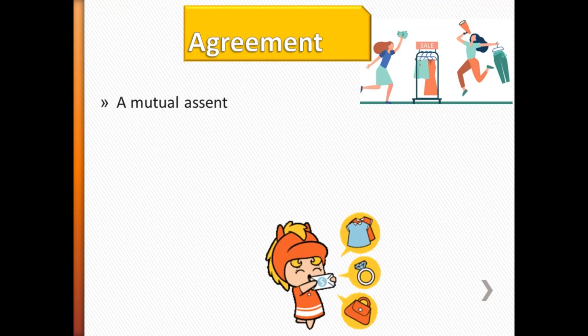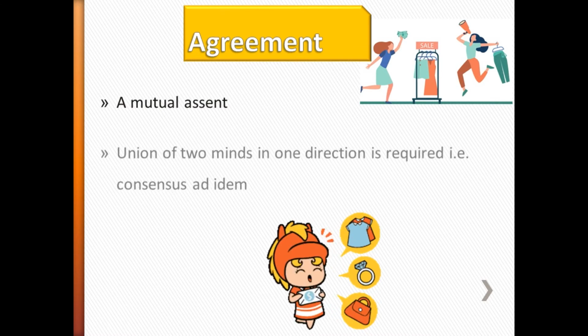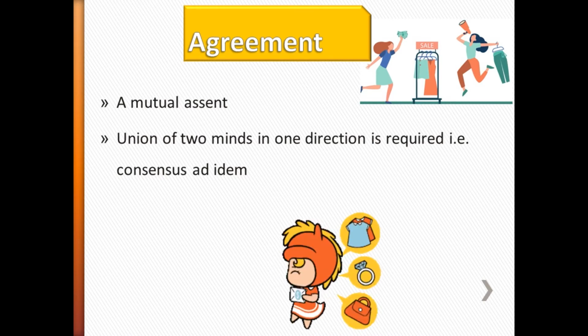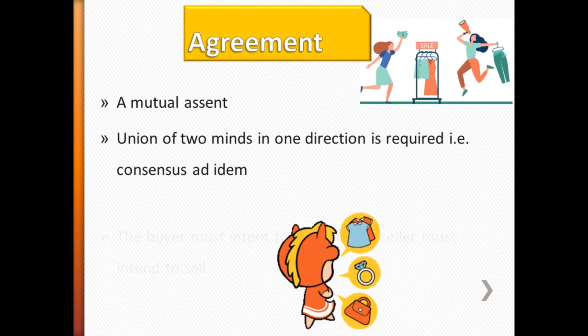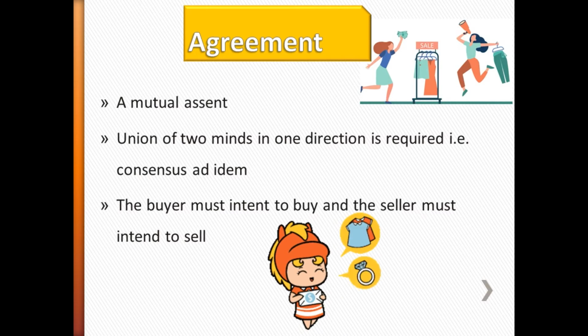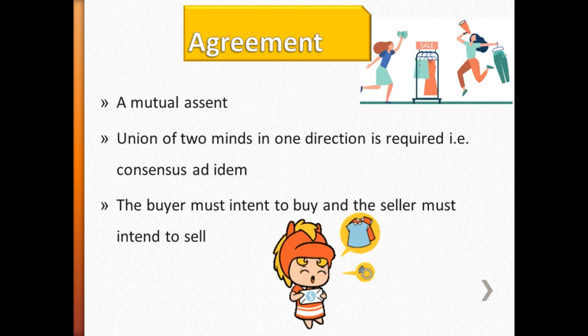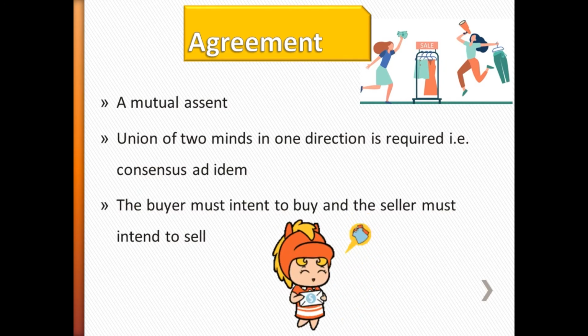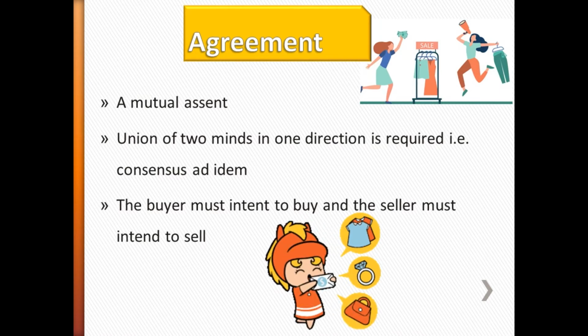Agreement is a mutual assent between the buyer and the seller. It is the union of two minds in one direction as required, that is, consensus ad idem. And the buyer must intend to buy and the seller must intend to sell in their agreement. For instance, if one is buying bread in a shop, truly the baker would have made thousands of loaves with the intention to sell, and those buying the bread really need the bread for their meals. So the seller is willing to sell while the buyer is willing to buy in this example. That is the agreement we are talking about.